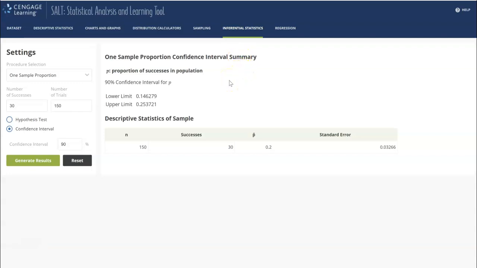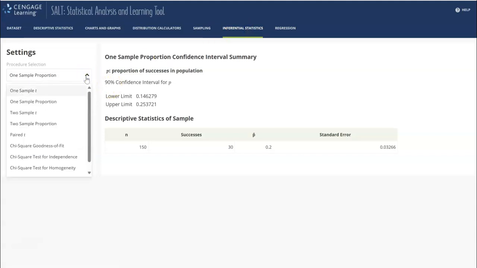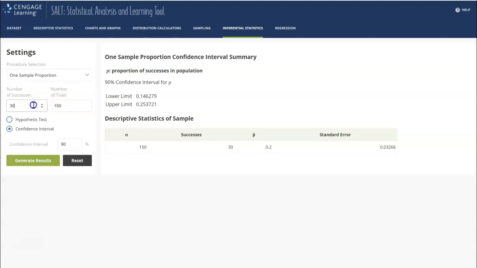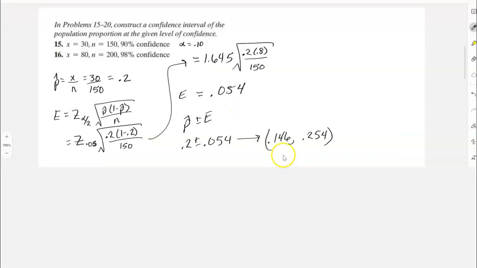So now I'm going to show you how to use our SALT tool to figure that out. Under SALT, you're going to choose inferential statistics, and you've got a lot of drop-down options here. We're doing a one sample proportion. It's going to ask us for the number of successes. In this case, it was 30. Trials is 150, and we are doing a confidence interval. And then it asks for that confidence level. In this case, it's 90%. And when I click generate, it will tell me my lower bound and my upper bound. So it gives us everything that we had over here.